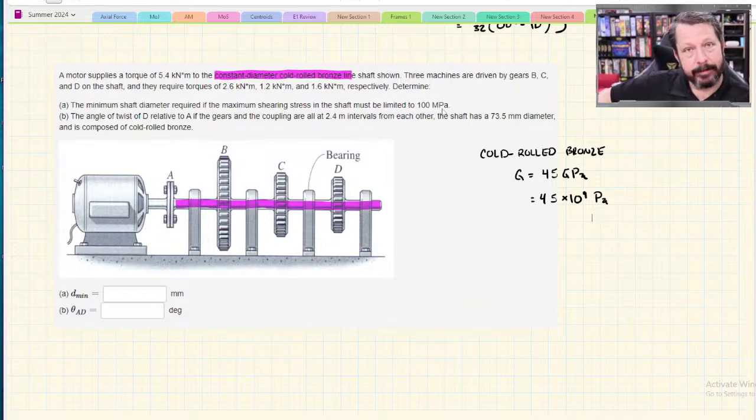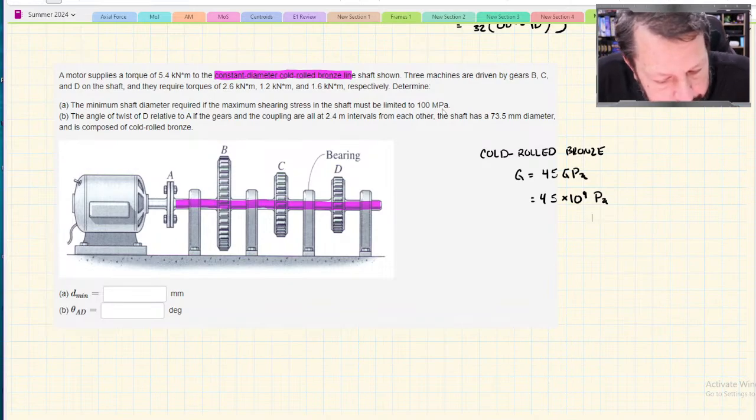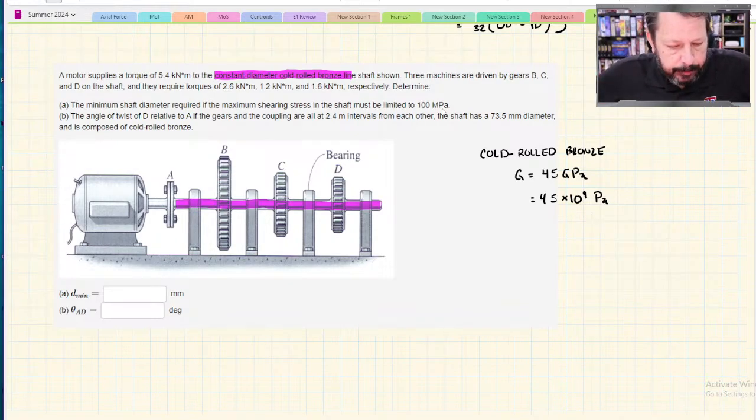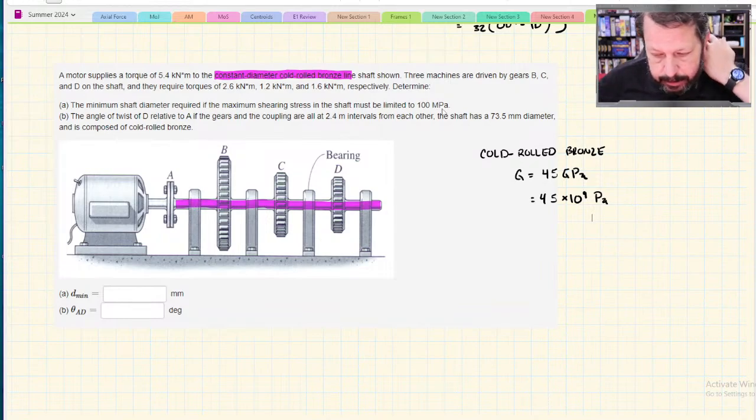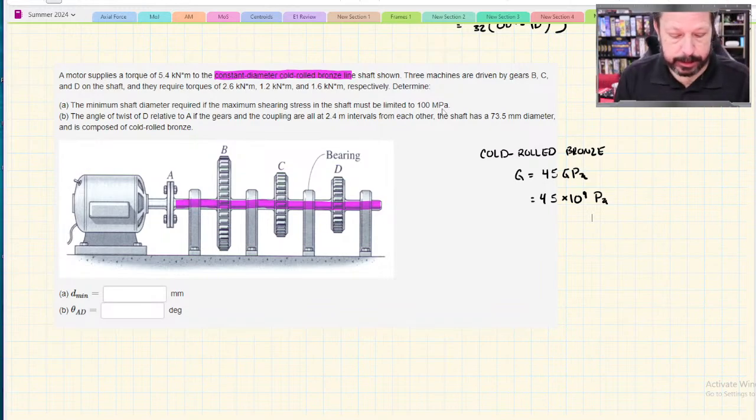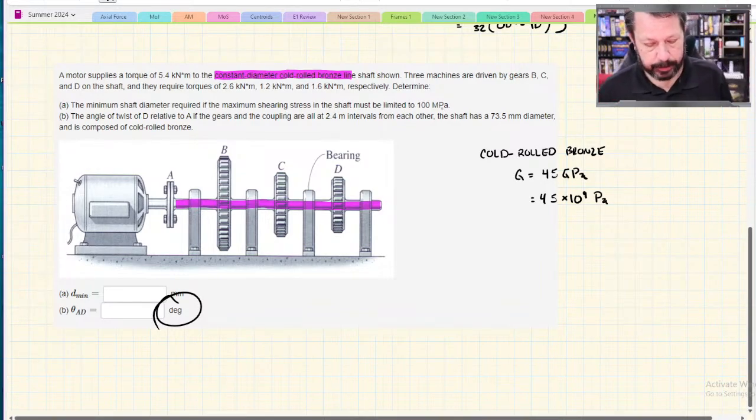Sometimes you need to have the shaft step down and each section have its own diameter, but there might be reasons where it's just simpler to design for the worst case and let the others be over designed. The other part of the problem is the angle of twist of D relative to A. So basically how much the entire shaft twists, we want to calculate that. What is that angle of twist? In degrees, though. It does say in degrees here, so we will have to convert it.